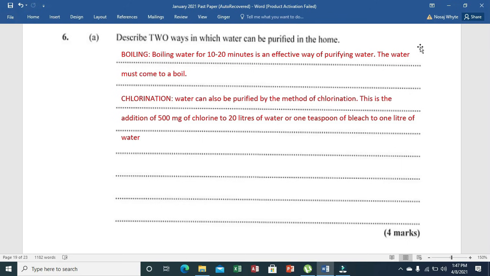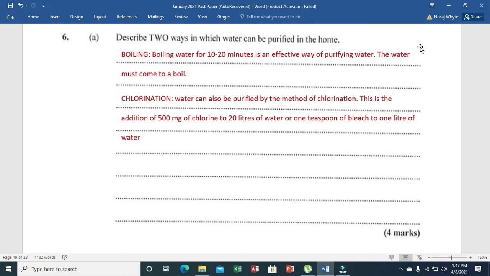Now, like I said earlier, the water must boil. So you're going to get this water. Of course, if it has sediments and suspended particles, you want to filter that first. You're going to filter that to remove the sediment, and then you are going to boil this water for 10 to 20 minutes.